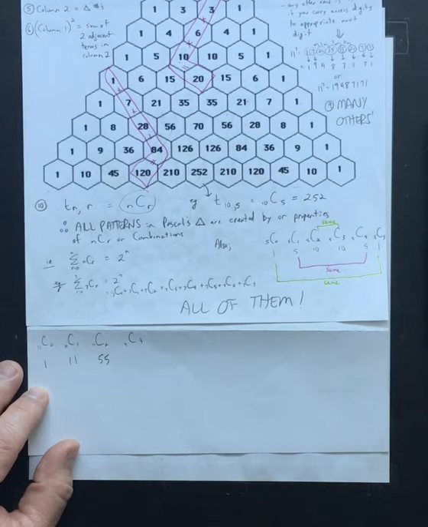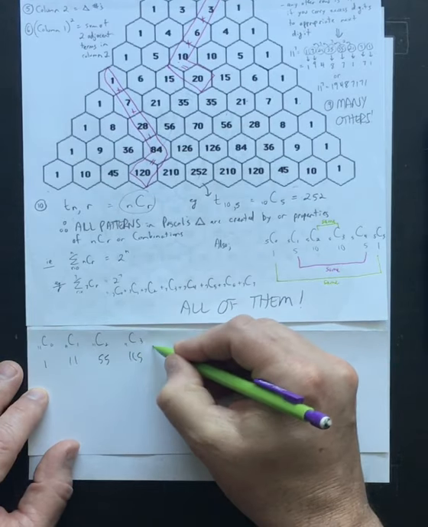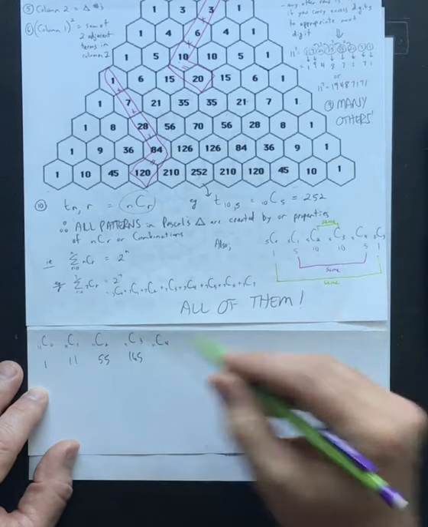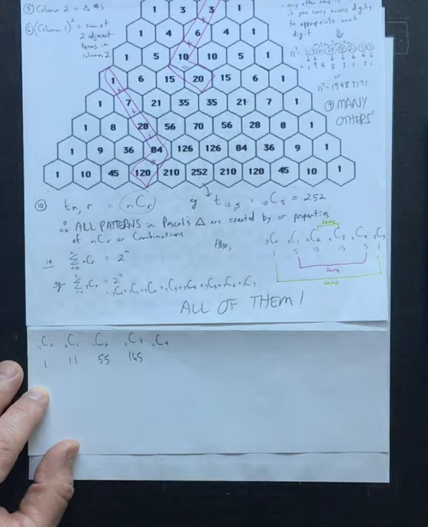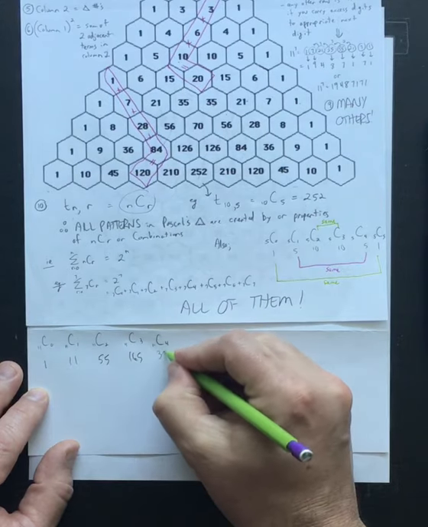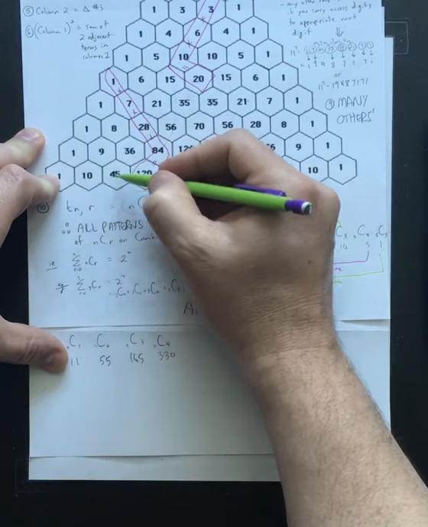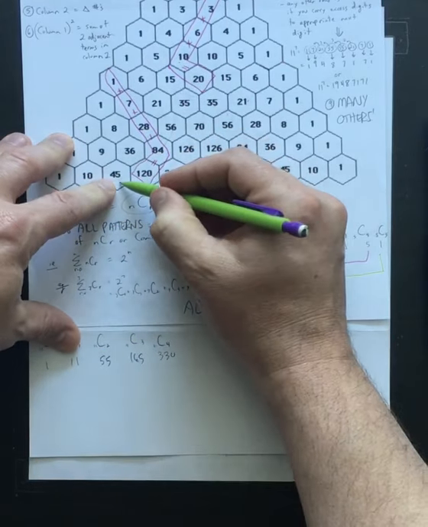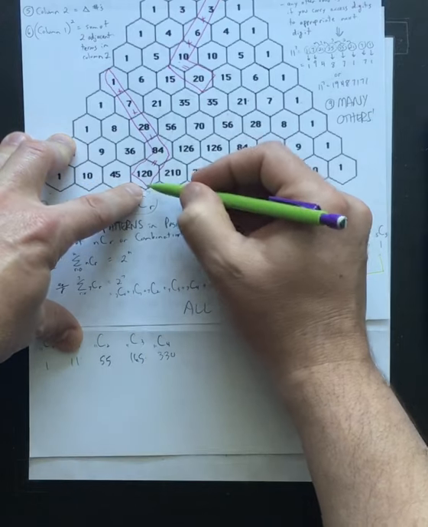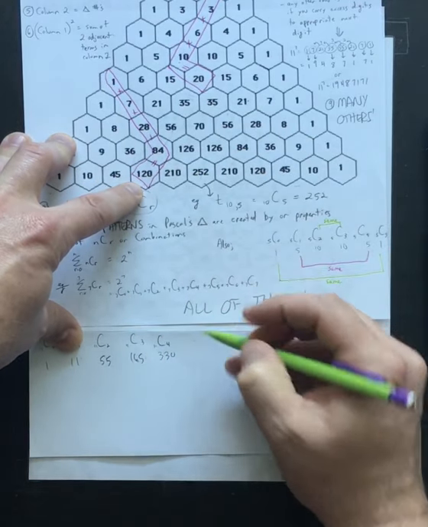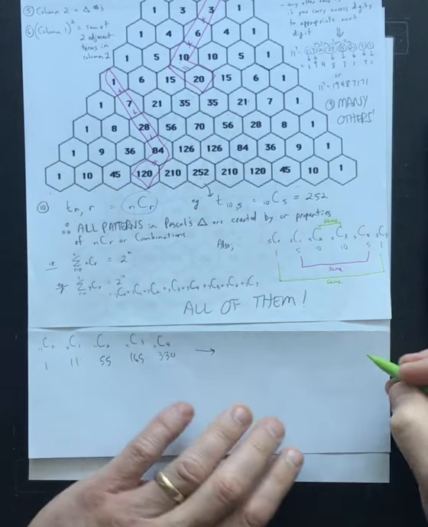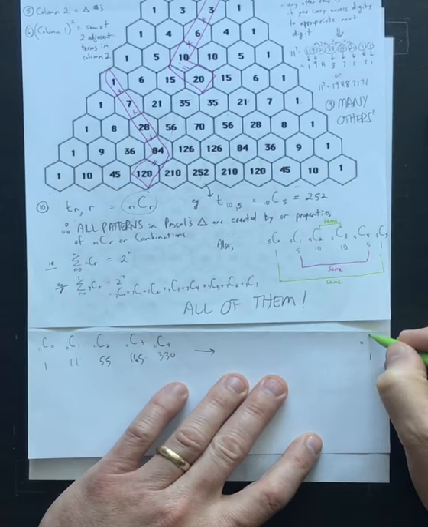And 11 choose 3, I won't know off the top of my head. I should, but I don't. Getting old. Okay, choose 3 is 165. And 11 choose 4, again this is a bit onerous of a task, is 330. And we'll use Pascal's method to figure it out. 1 plus 10 is 11. 10 plus 45 is 55. 45 plus 120 is 165. 120 plus 210 is 330. And so on.